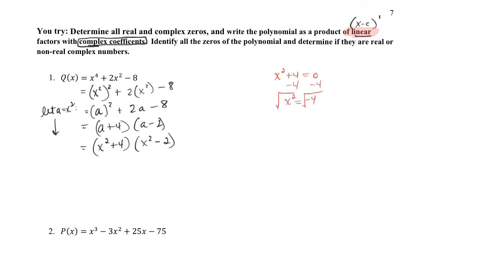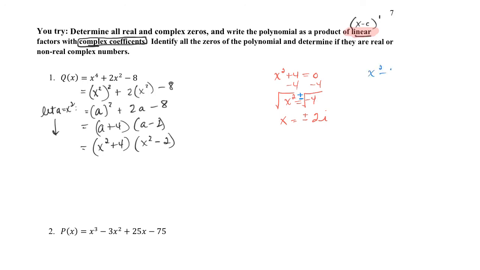Take the square root of both sides, and so x, be careful here, this is plus or minus, don't lose that along the way. X equals plus or minus the square root of -4, which is plus or minus 2i. Okay, so that's my first one. Let's do the second one.